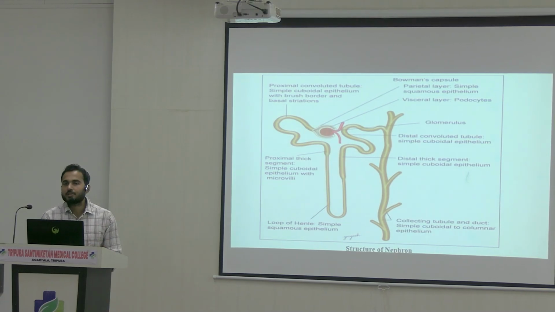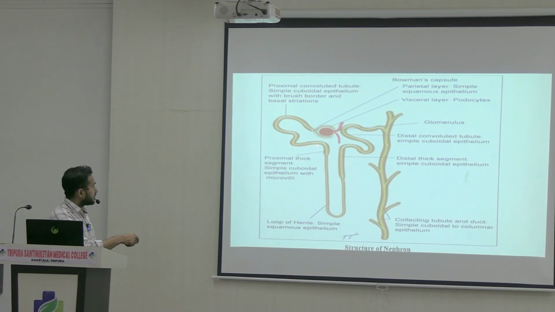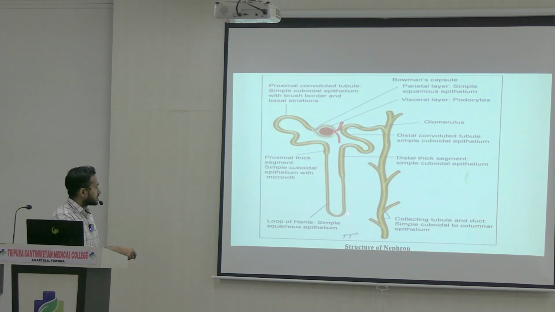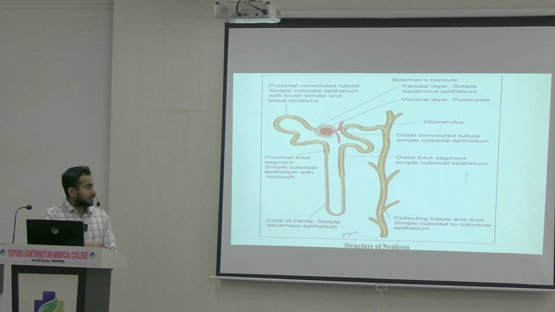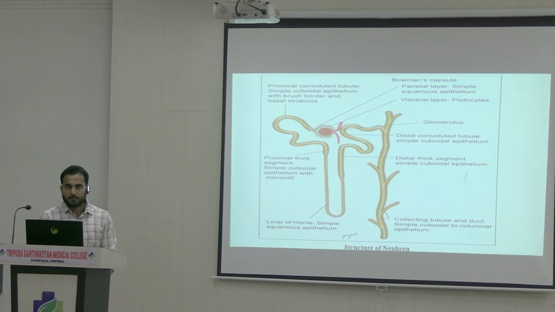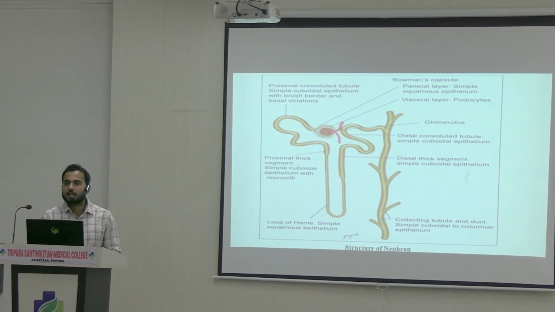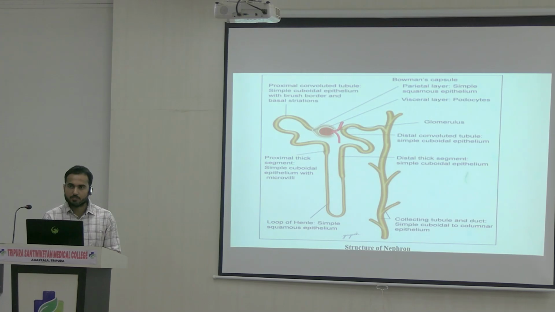In the renal tubule, what is present? First is the PCT, proximal convoluted tubule. Then what is this? This is the loop of Henle. And after the loop of Henle, this is the DCT. Okay, so first what do we have to study? We have to study the renal corpuscle. What is the structure of the renal corpuscle?